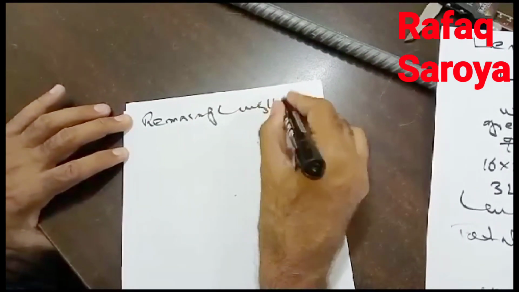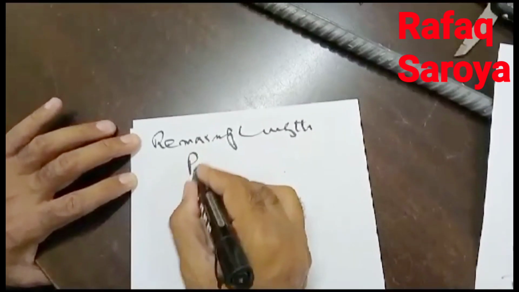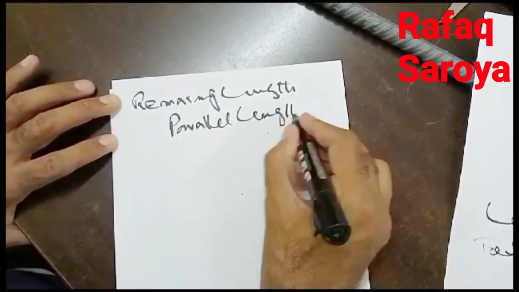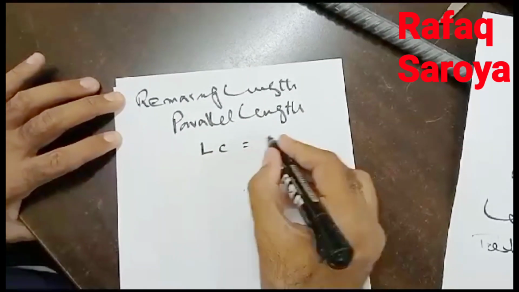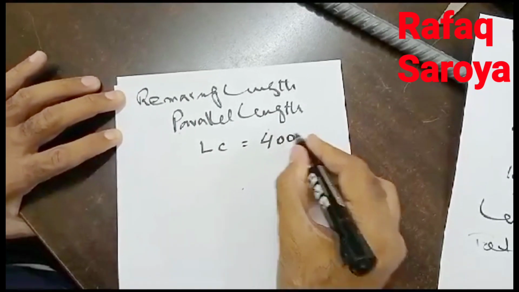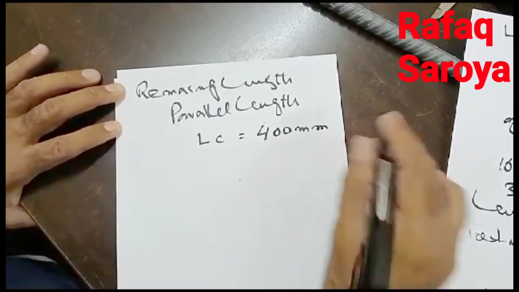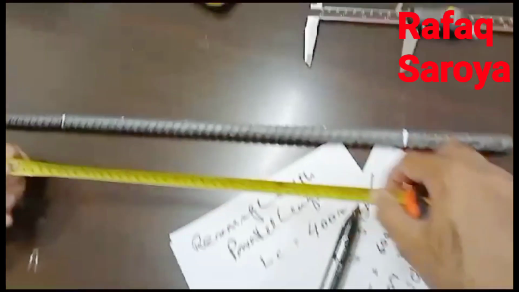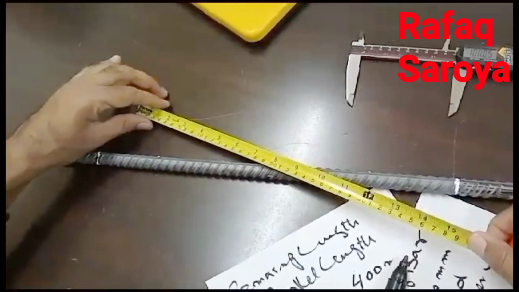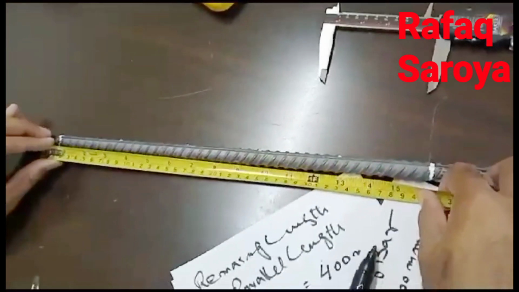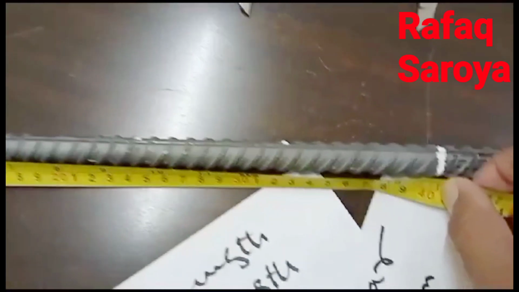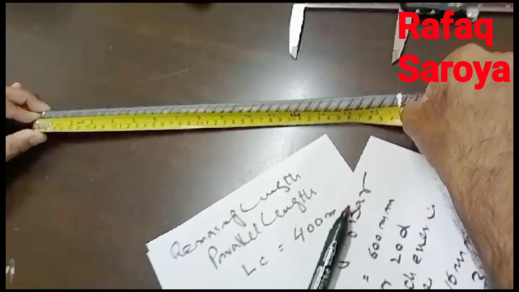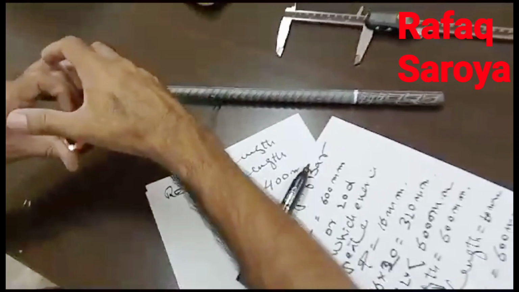This remaining length is known as the parallel length, which is represented by LC, and its length is equal to 400 mm. So it means that between these two clamps, as I have marked over here, between these two white rings, it is 40 cm. 40 cm means 400 mm. Now this is about our length.